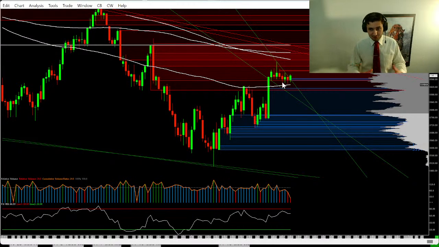But if we're just looking at raw price action, which I think is really the most important thing, especially in these low volume trading sessions, we are breaking out of that bull flag, and if we can hold the rally, I think that 93 level is the next stop.